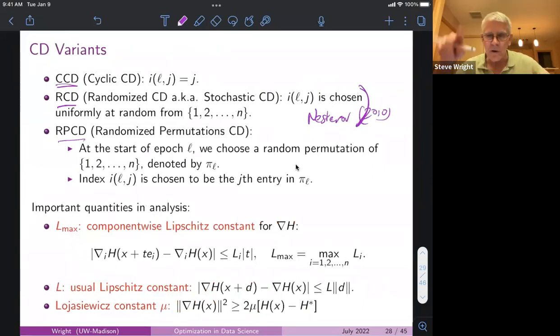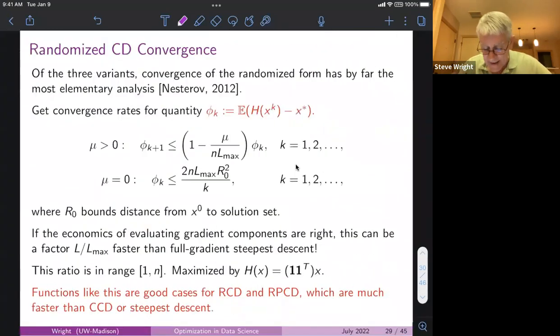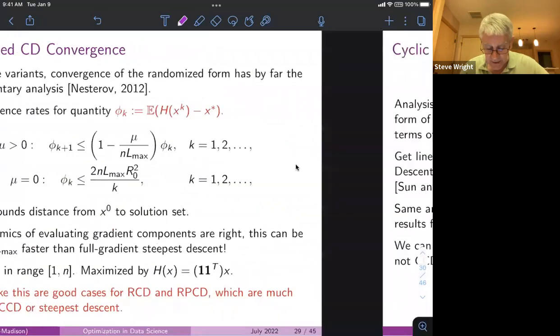And these are versions where you just work through the components of x in order and then just wrap back to the start when you run out. So you can prove that they've got rates that are potentially, for some functions, faster than full gradient descent, if the function satisfies certain properties, namely that the gradients satisfy these component-wise Lipschitz properties. The convergence rates now depend on L max rather than L, the overall Lipschitz constant. And sometimes L is smaller than L max, so you can actually prove faster rates.